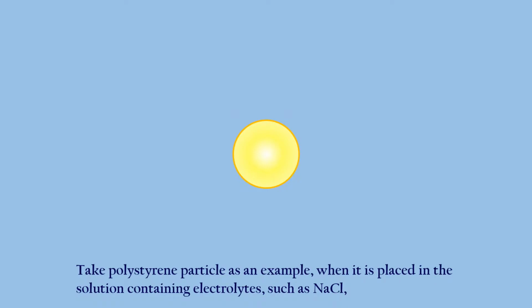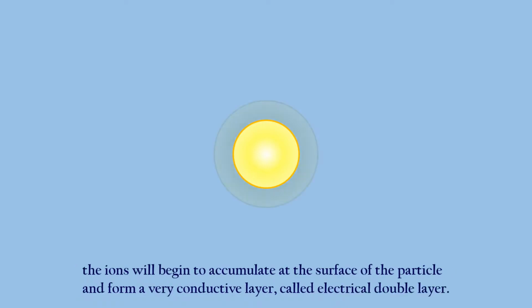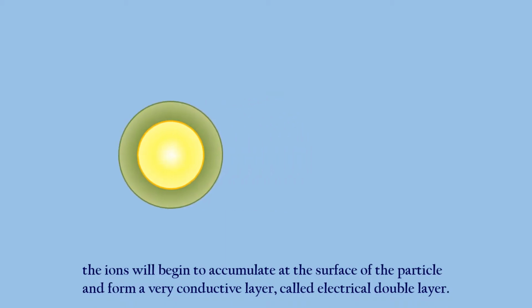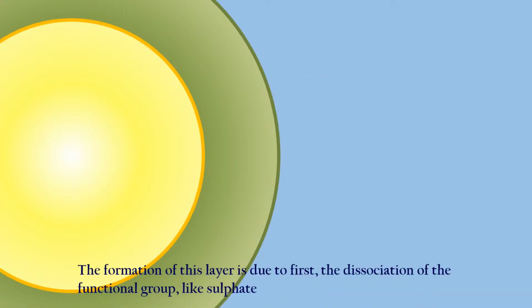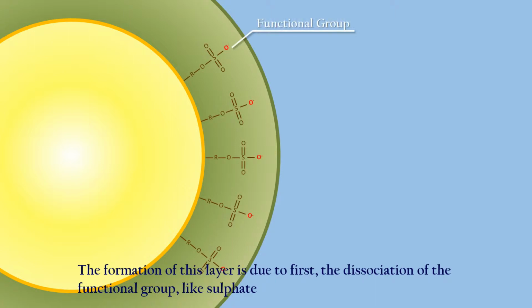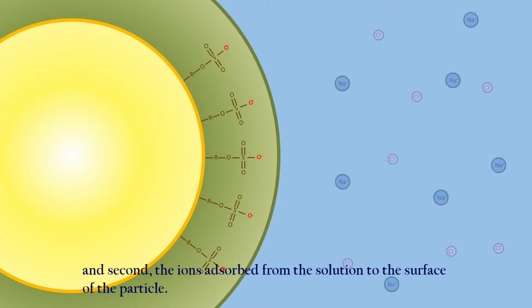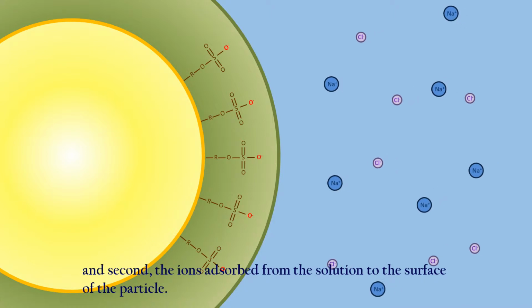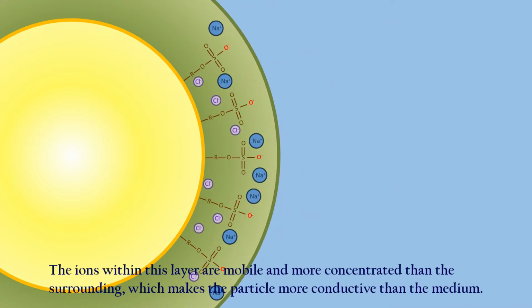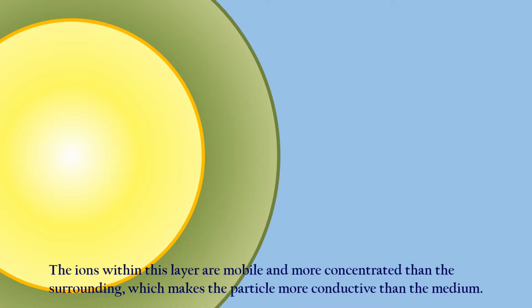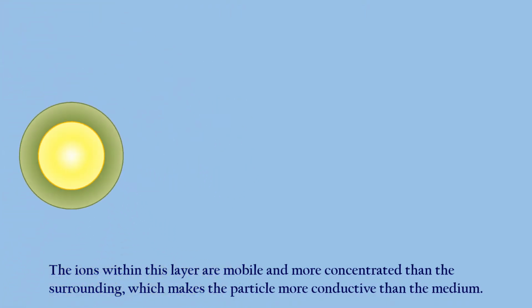When it is placed in the solution containing electrolytes such as sodium chloride, the ions will begin to accumulate at the surface of the particle and form a very conductive layer called the electrical double layer. The formation of this layer is due to, first, the dissociation of the functional group like sulfate, and second, the ions absorbed from the solution to the surface of the particle. The ions within this layer are mobile and more concentrated than the surrounding, which makes the particle more conductive than the medium.